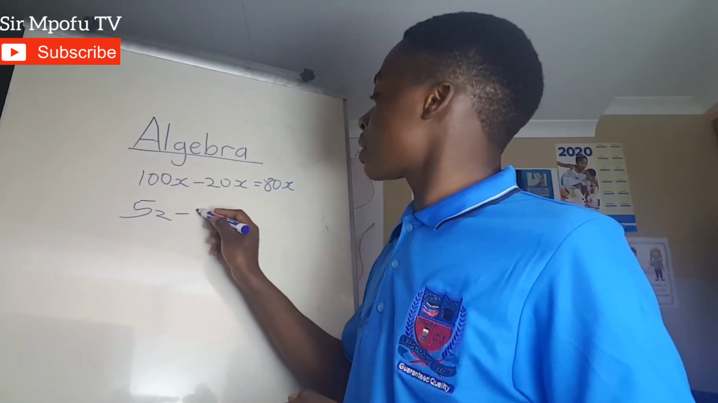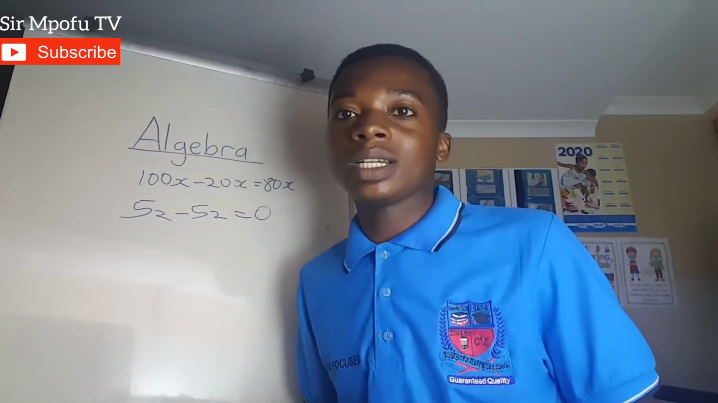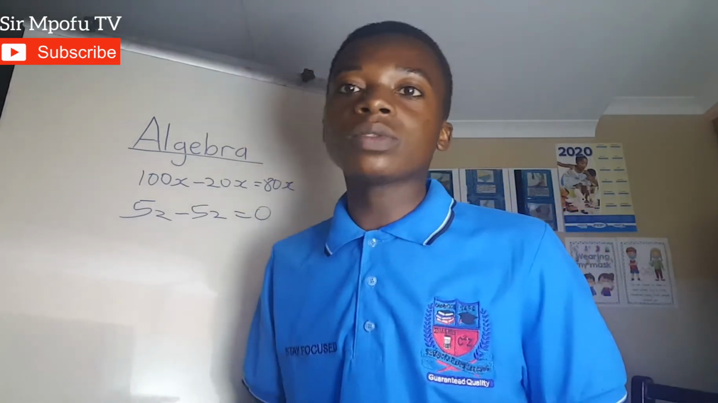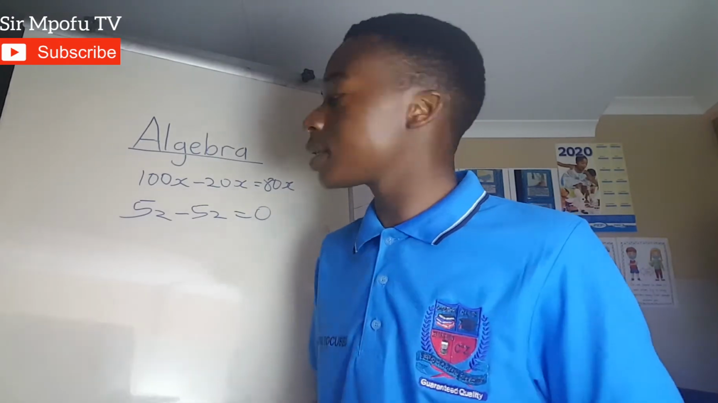5z minus 5z. Our answer will be 0. You can't say 0z. Or $5 minus $5 is 0. You don't say $0, it's just 0, it's one and the same thing.